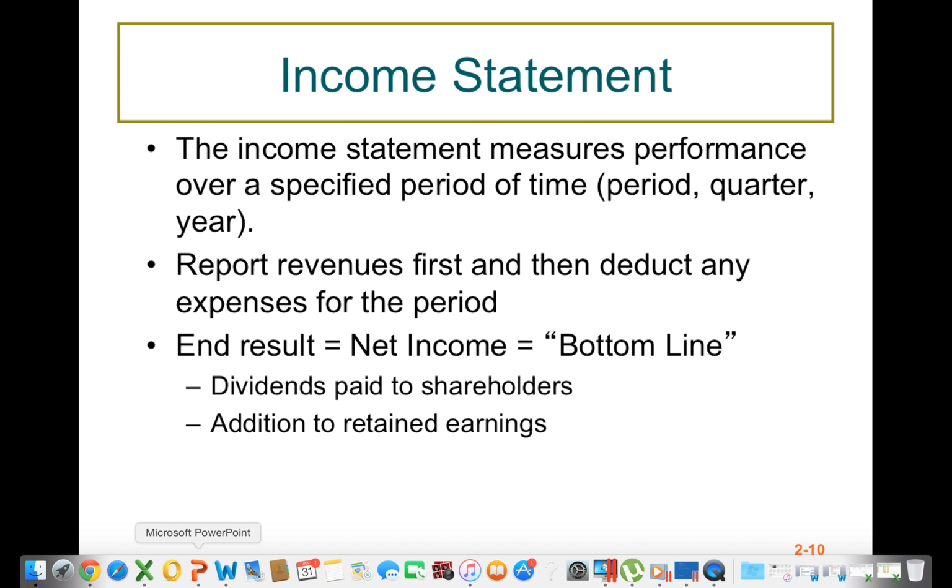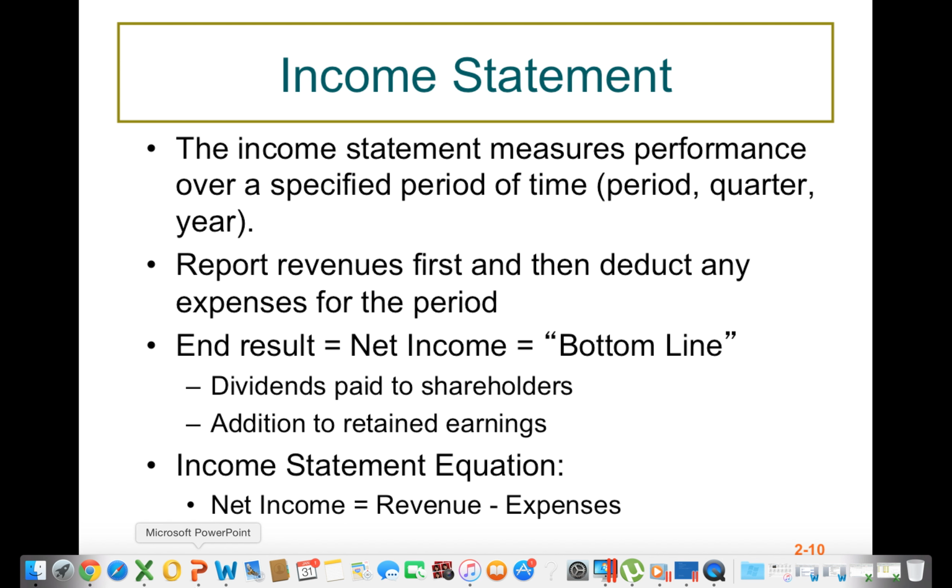Dividends are going to be paid to your shareholders. That will also be reported. And of course, you're going to have an addition to retained earnings, which your net income less your dividends will be your retained earnings. So the income statement equation really is going to be your revenues less your expenses.